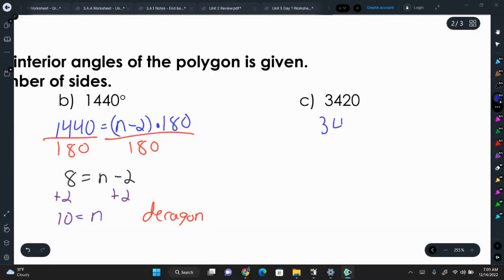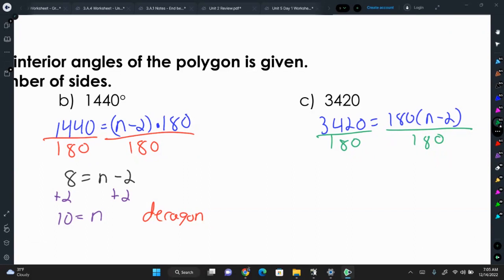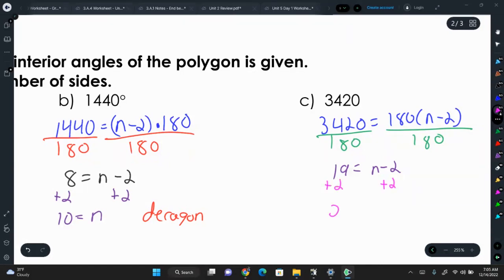Now 3,420, okay, so we're going to do the same thing. Divide both sides by 180, and then if I type this into the calculator, I get 19. So 19 equals n minus 2, and we add 2 to both sides, 21 equals n. Well, we don't have a special name for that, so we call it a 21-gon.